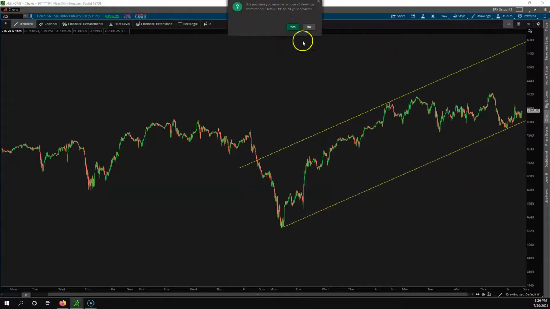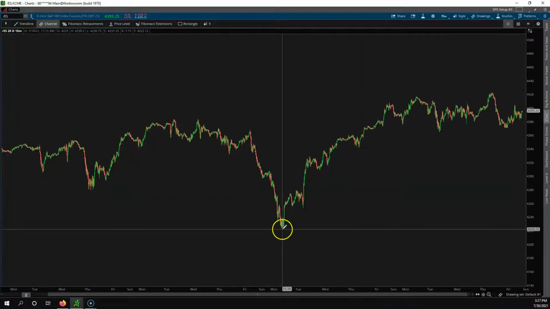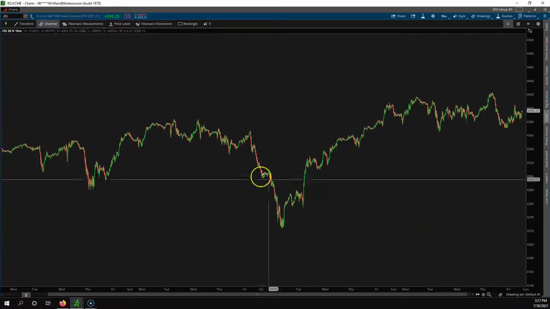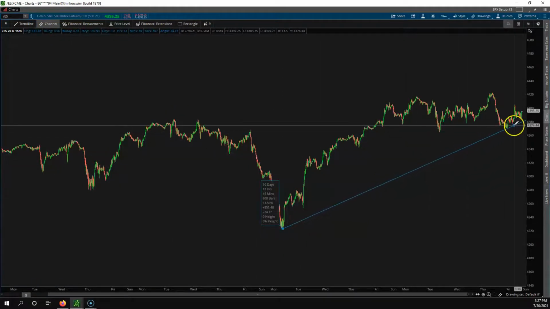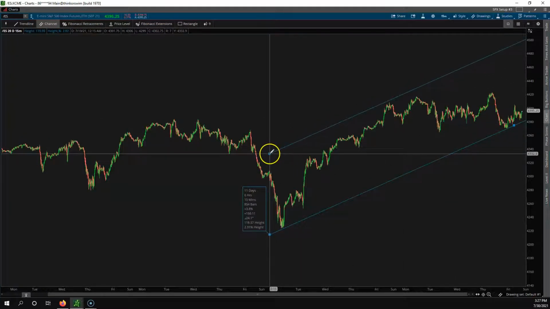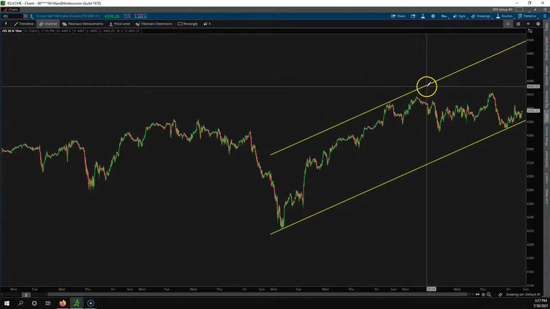Now, let's clear the drawings, okay? Another way to draw this same trend line is grab your channel. Here's secret number 2. Just grab a channel, touch it, very first touch, go back up here, and you get the same exact thing from what I just showed you, okay?